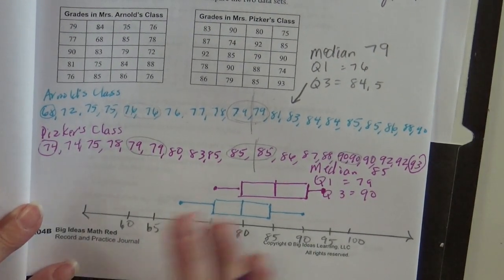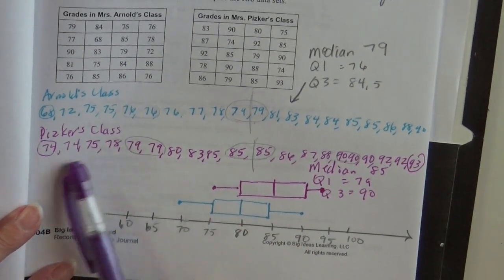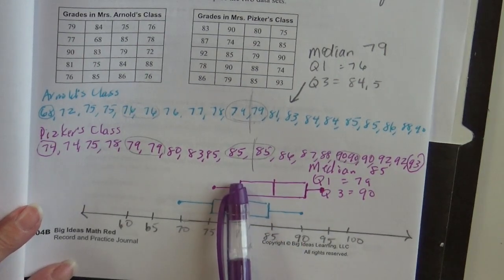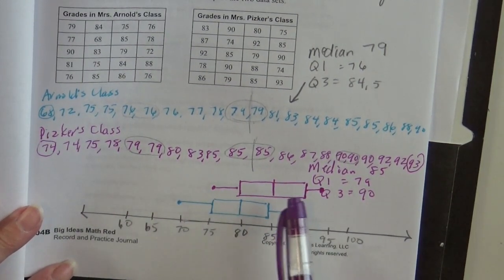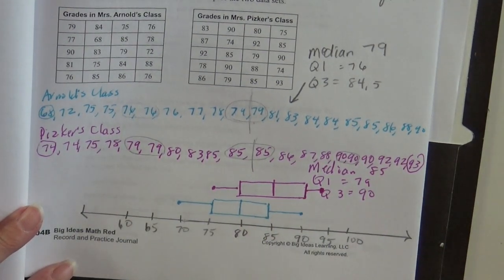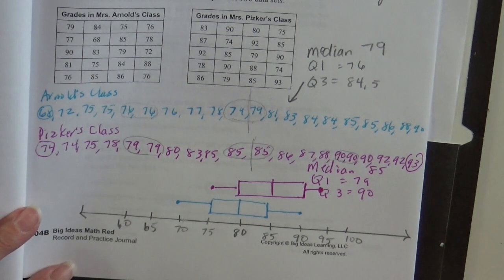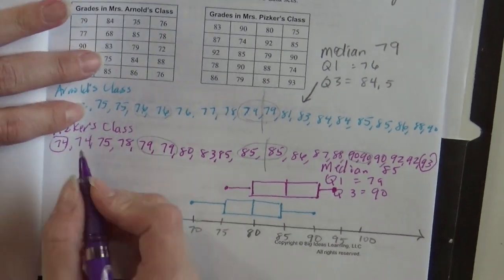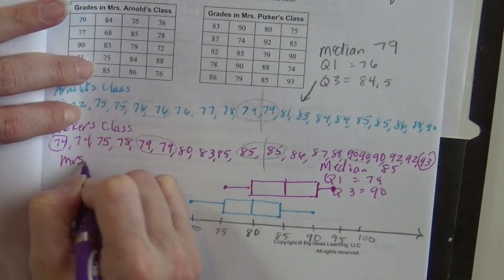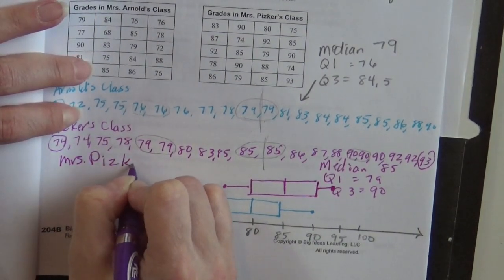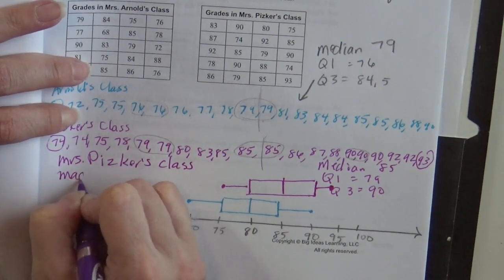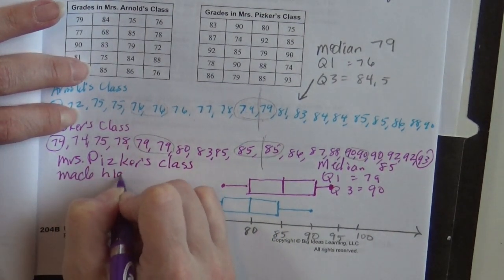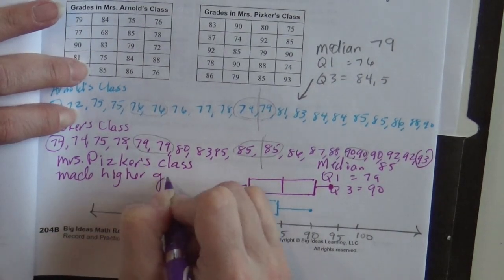And overall, looking at this information, because Pisger's box is higher than Arnold's box, it looks like overall Miss Pisger's class made better grades on their project. Alright, so I'm going to say Mrs. Pisger's class made higher grades on the project.